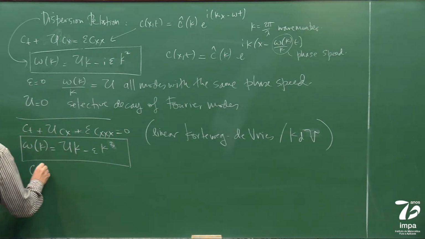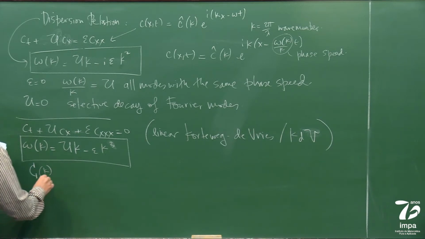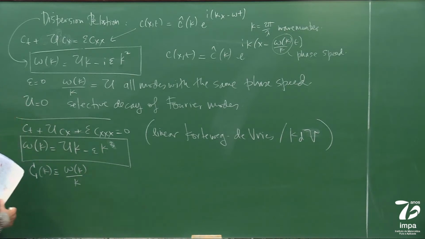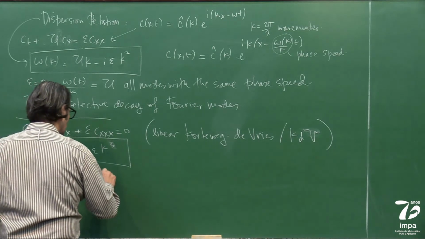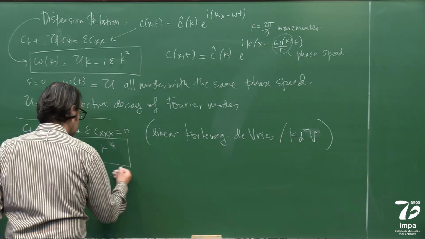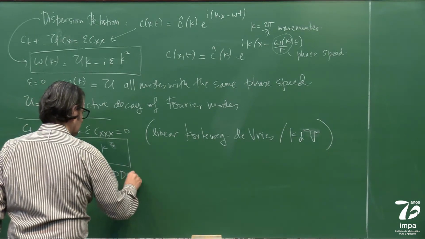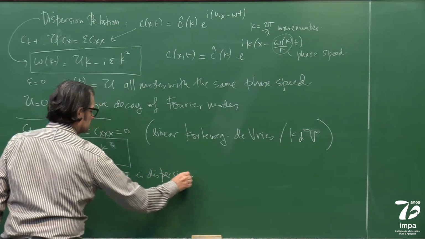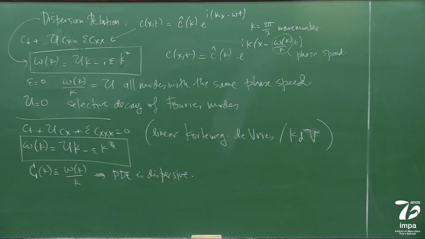And let me put here a capital C, which is the typical notation for phase speed, depends on k, which implies that the PDE is dispersive. Okay? So let me repeat. This is the linear KdV, right?